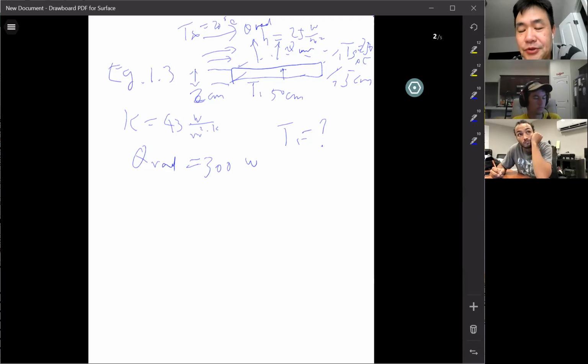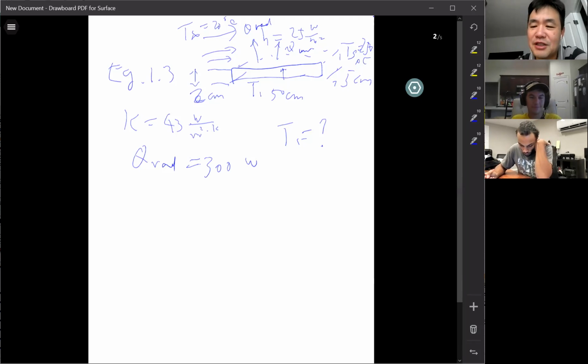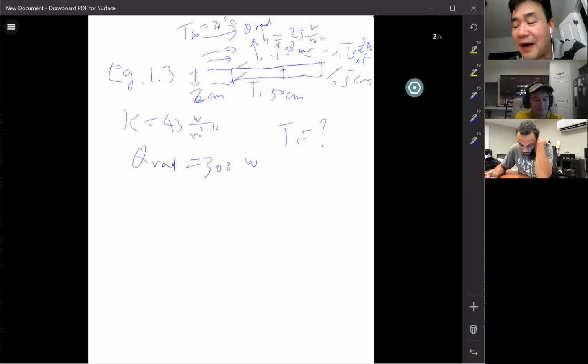Okay, so T1 here on the other side of the plate should have a temperature greater than 250. That's for sure. If after you do the calculation it turns out to be 235 for T1, then you must have made some mistake, right? You can easily check that like that.